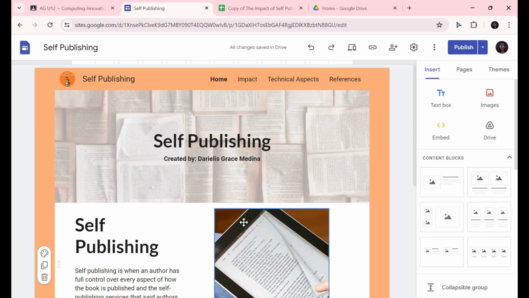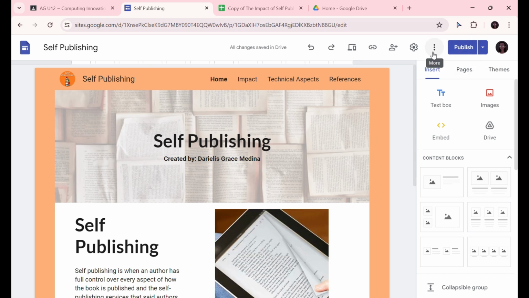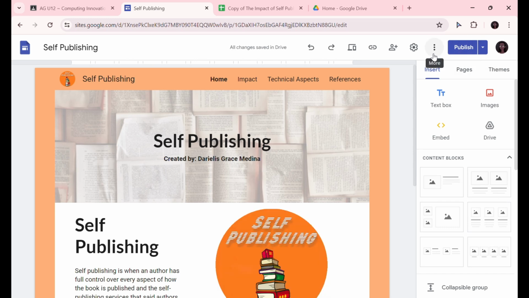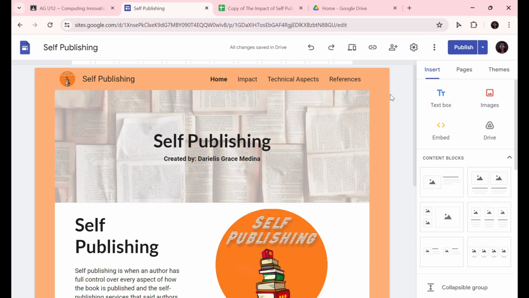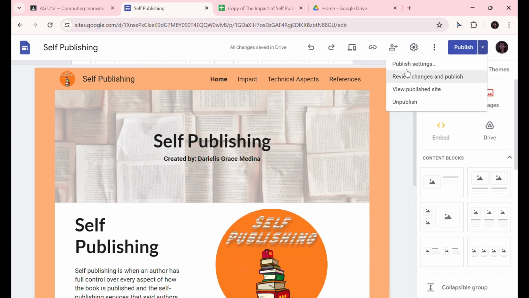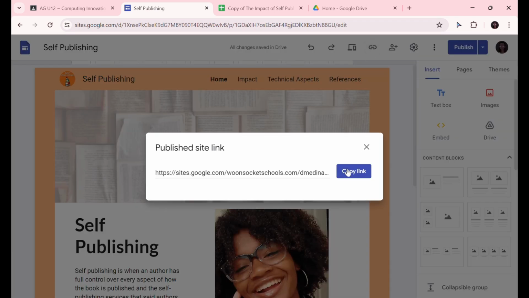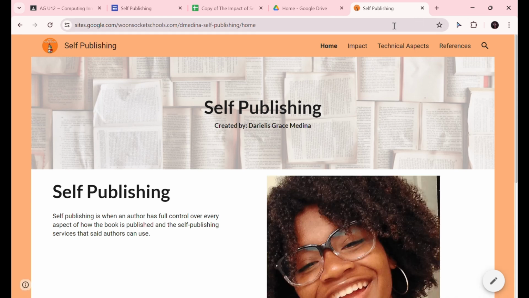For your Google site to be accessed on the web, you first need to publish your site, which you can do by clicking the big purple Publish button at the top right of the screen. From there, anyone who wants to access your site will just need the link, copy it, and voila!